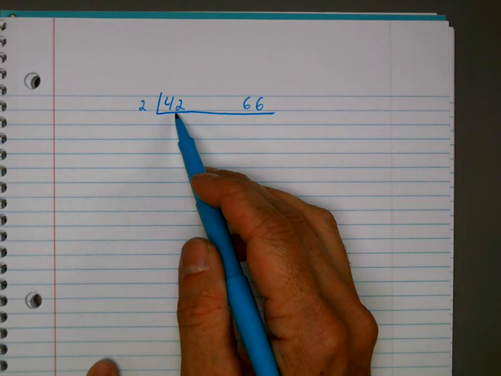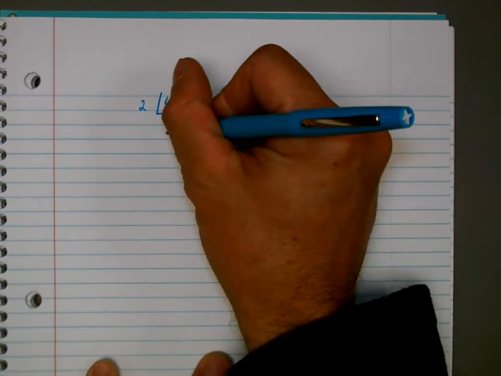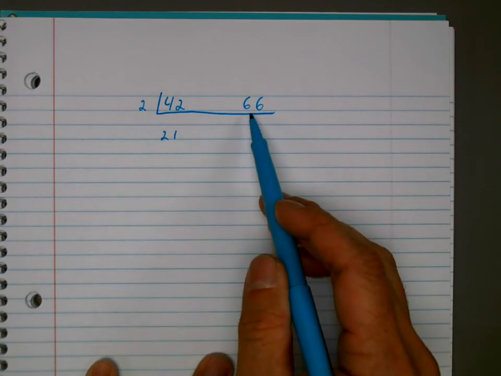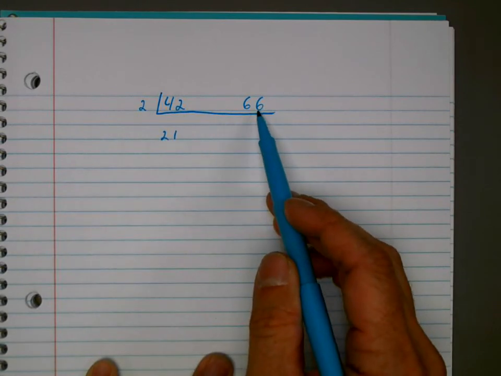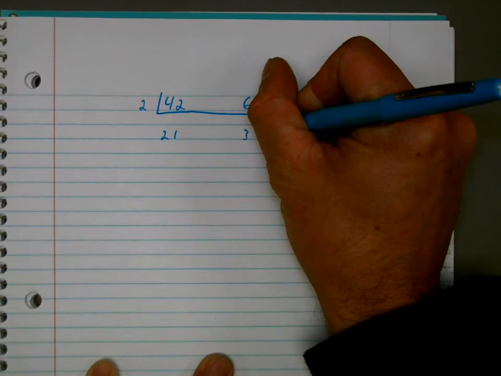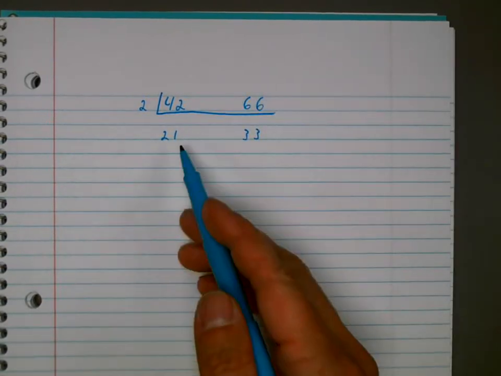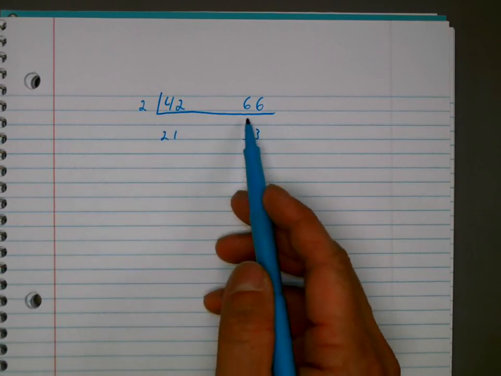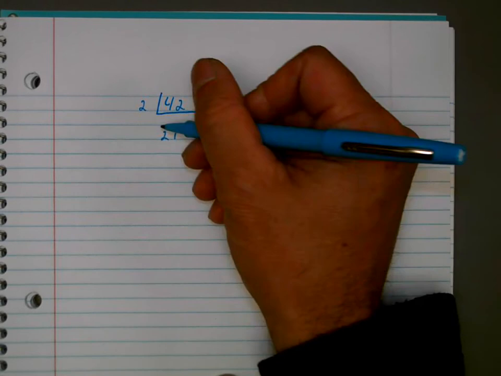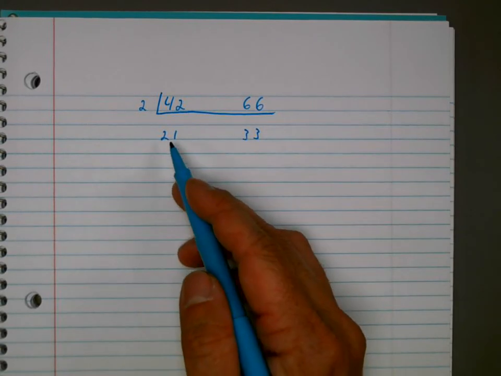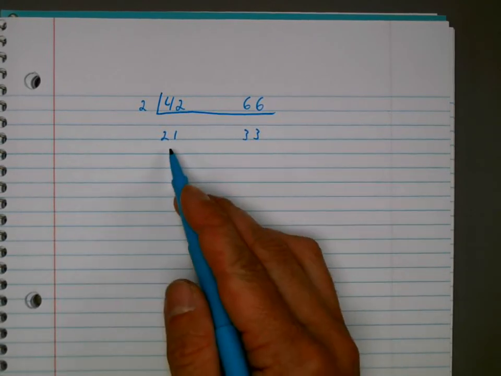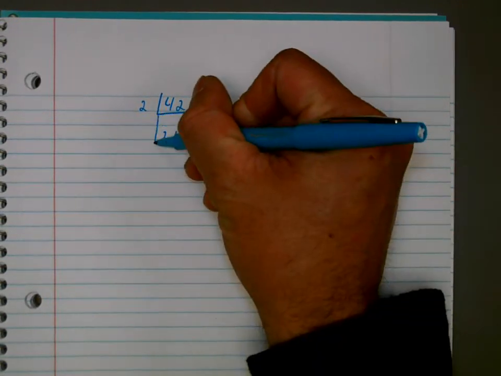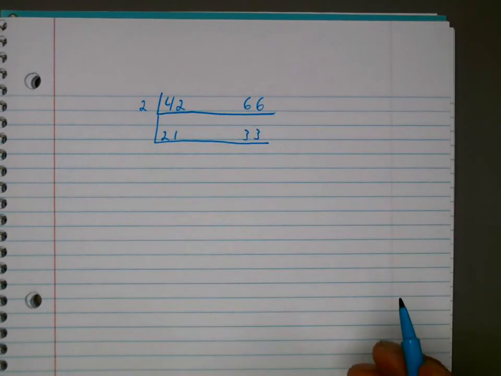So 2 times what gives me 42? The answer is 21. 2 times what gives me 66? That is 33. And if you struggle with the multiplication part, maybe you can think about division. 42 divided by 2 is 21. 66 divided by 2 is 33. All right, so now neither of these are prime numbers. These are both composite numbers. So I know another number goes into both these. So I'm going to make an L underneath these.